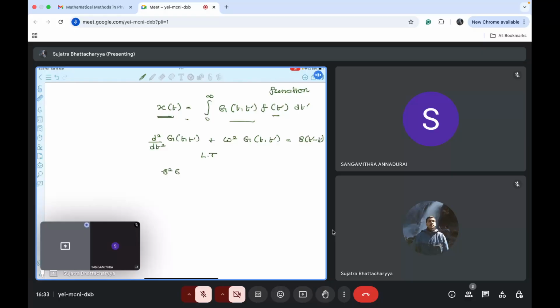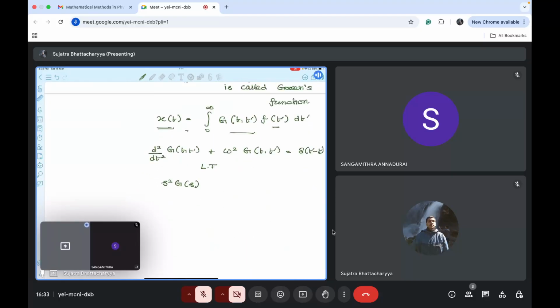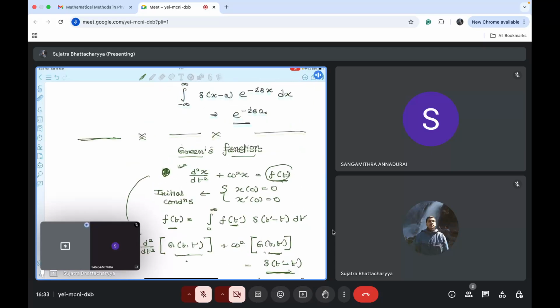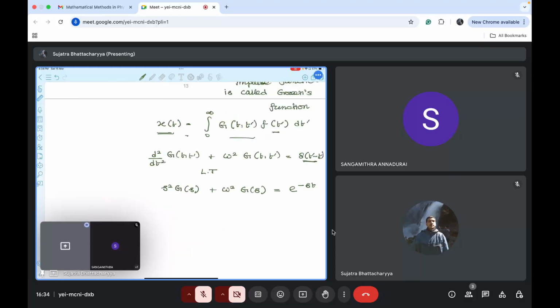This is s square g of s, and if you write now y dash of 0 and y of 0, all are 0, right? The initial conditions, x of 0 or x dash of 0, so we are writing that g of those are also 0. Plus omega square g of s. And on the other hand, we have seen that the Laplace transform of this will be e to the power minus s t. We have just now found out. Here, the variable is t dash, value is t. So that's why it is.